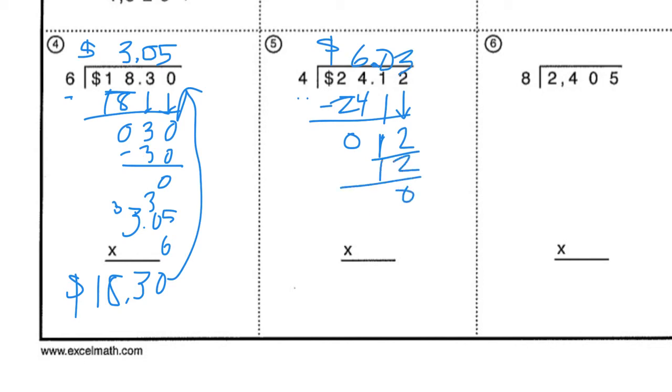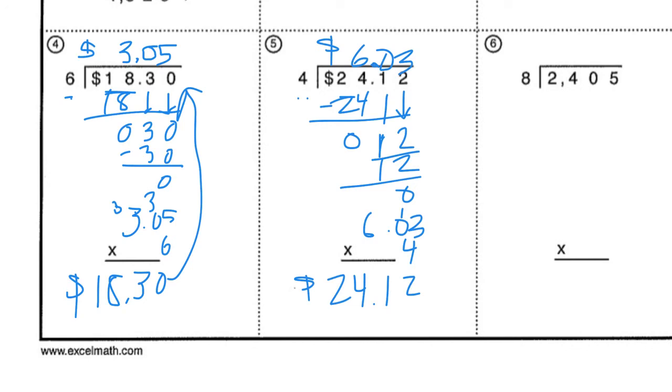Subtract and get 0. Check your answer by doing $6.03 times 4. 4 times 3 is 12. Bring that 1 up there. 0 times 4 is 0 plus 1 is 1. 6 times 4 is 24. Fill in the decimal point and the dollar sign.